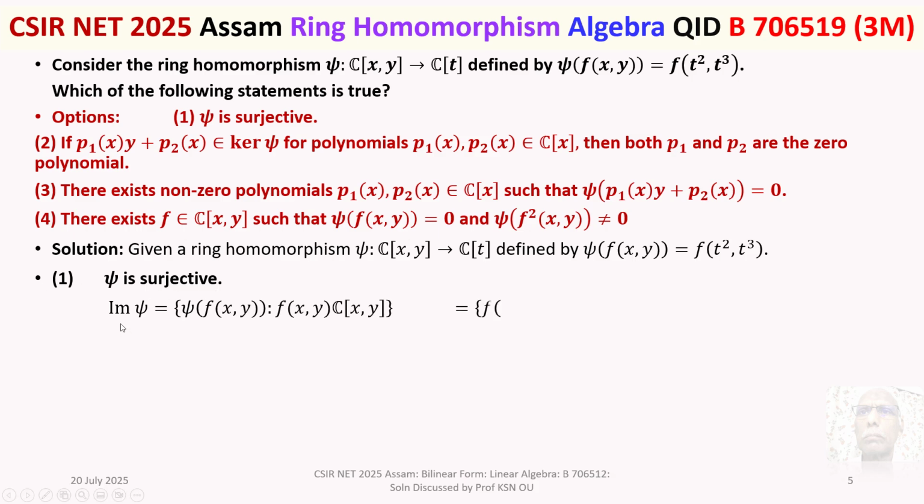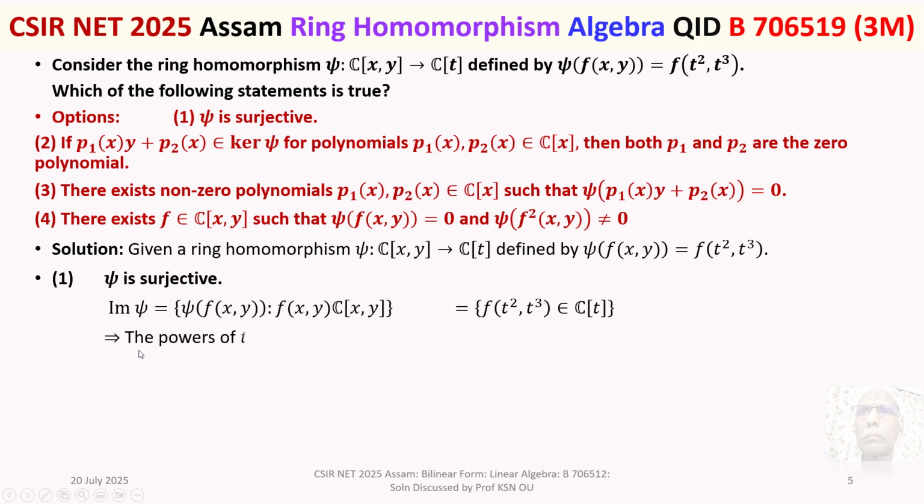We consider the image of psi. And if the image of psi is not equal to the codomain C[t], then it is not surjective. So the image of psi is the set of all psi of f(x,y), all the images for f(x,y) belonging to C[x,y]. That is, the set of all polynomials f(t^2, t^3) belonging to C[t]. Such polynomials will be there in the image of psi.